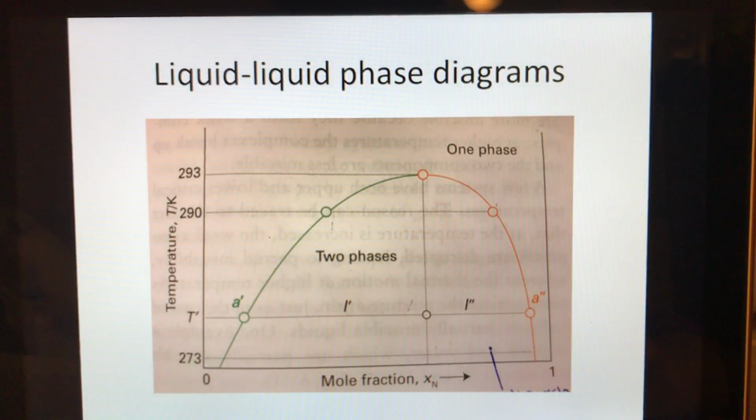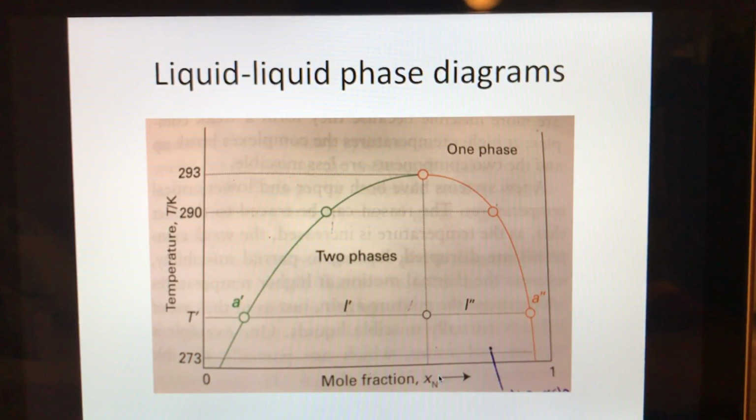So another important phase diagram is the liquid-liquid phase diagram. Let's just point out what we have here. We have our T prime, we have our A prime, an I prime, an I double prime, and A double prime. And here's our temperature. We have our two phases and our one phase, and our mole fraction xN.